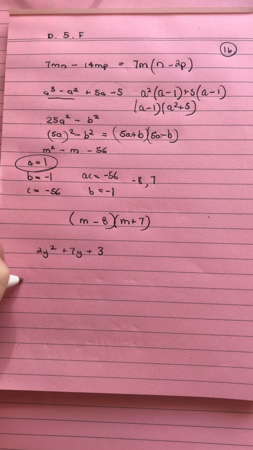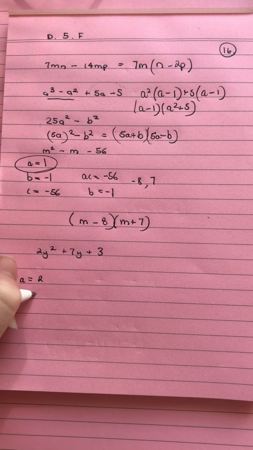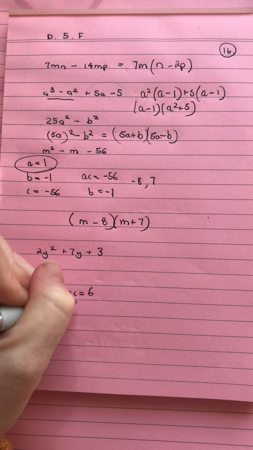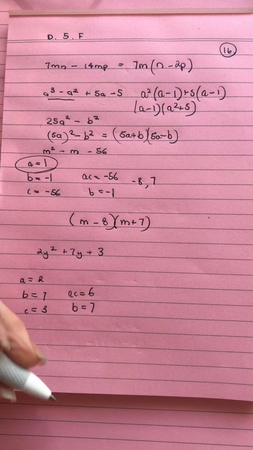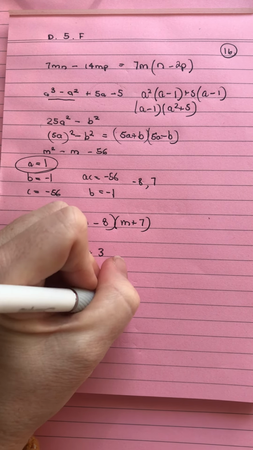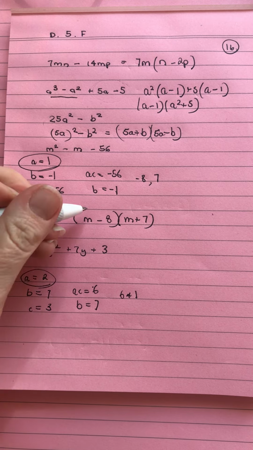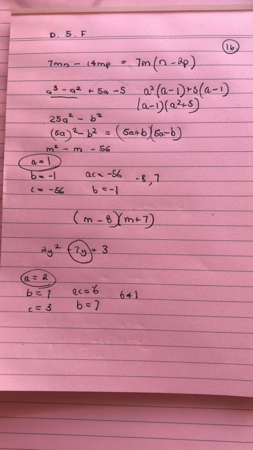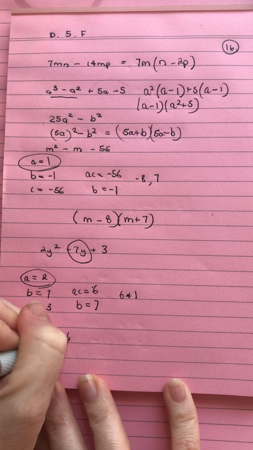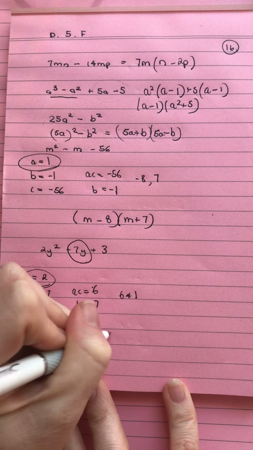Last one we've got our a equals 2, b equals 7, and c equals 3. So our AC is equal to 6, our b is equal to 7. So our two numbers that multiply to give 6 but add to give 7 will be 6 and 1. And then because it's a 2 there, we can't put it straight in like we did in the previous one. Here's our 7y, we're going to replace that and write 2y squared plus 6y plus y plus 3.